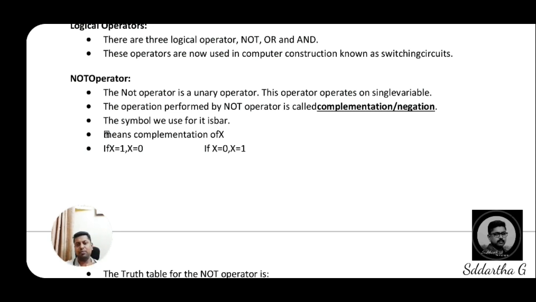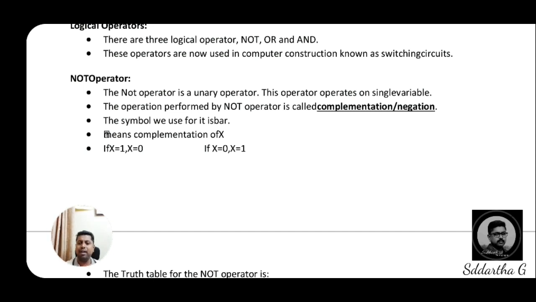Now we will come directly to how the NOT operator works. The NOT operator is a unary operator. The operator operates on a single variable. This is a key point for this definition. A NOT operator accepts an input, but it must be a single input, and it produces a single output. This is the major characteristic compared to the AND and OR gates.